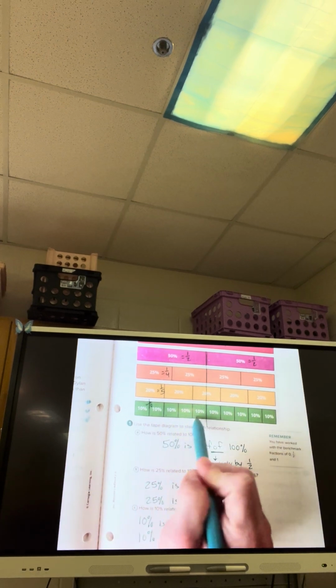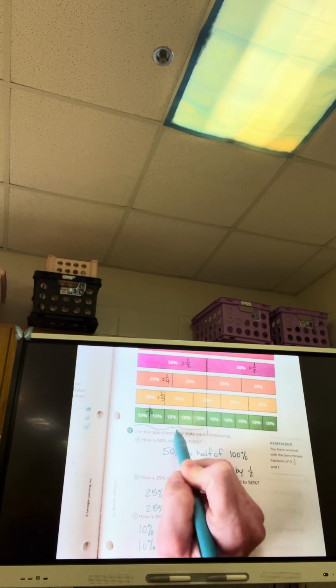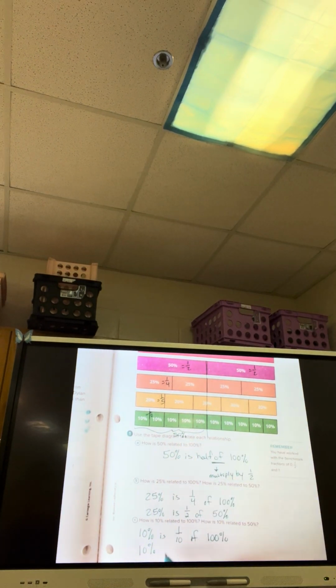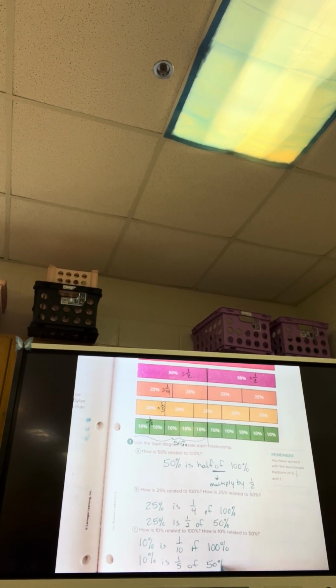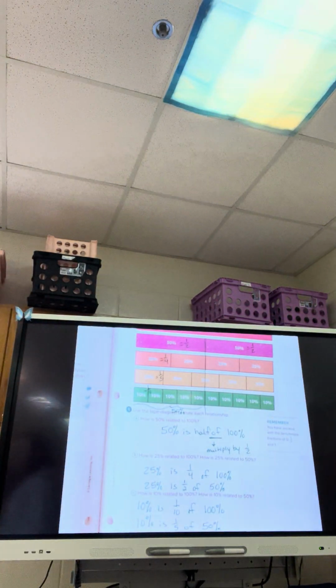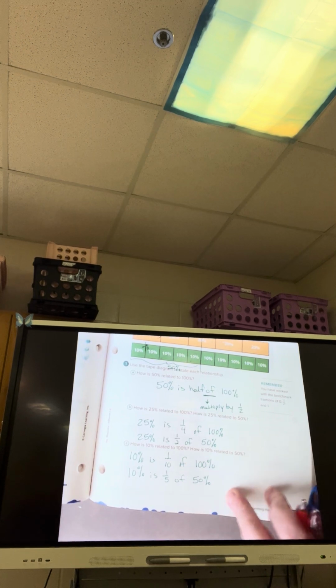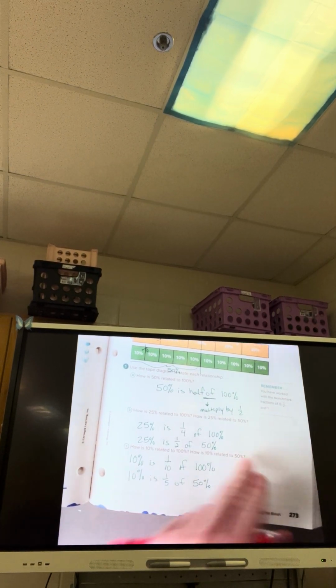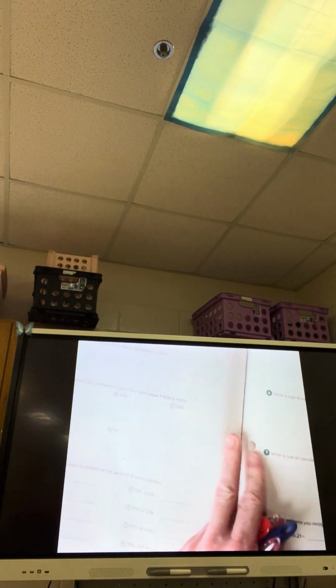10% is 1/5 of 50, because you need 5 of them to make 50%. So 10% is 1/5 of 50%. So it's 1 of the 5 needed to make 50%. So that's why a 1/10 is only 1/5 of 50%. All right, so those are your major benchmarks, okay? Now let's look at how we use these benchmarks.